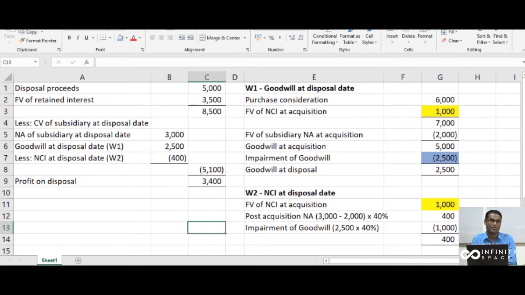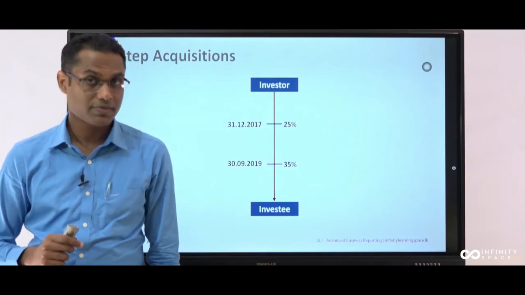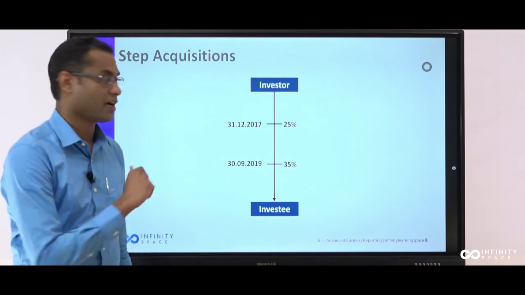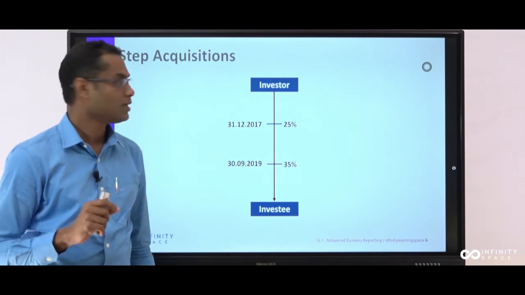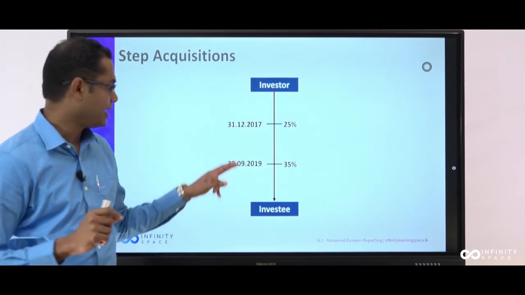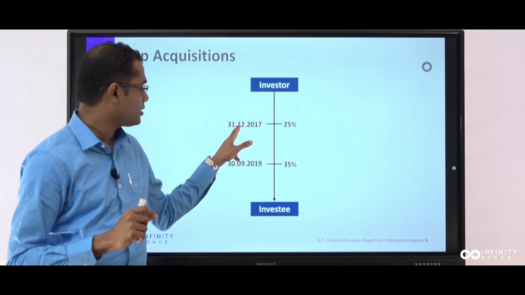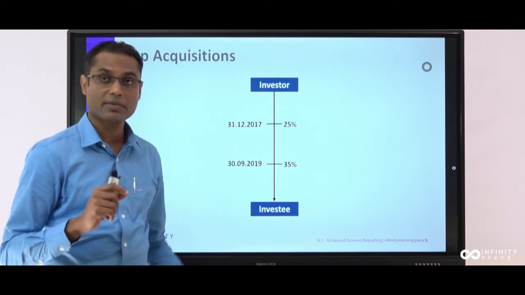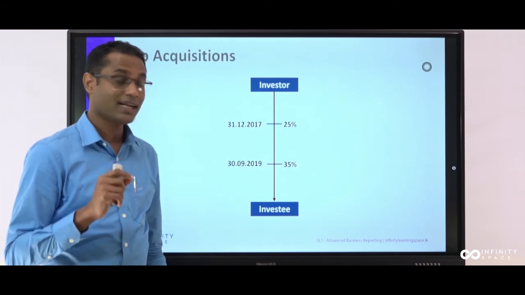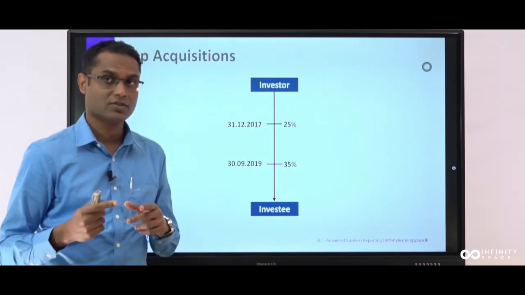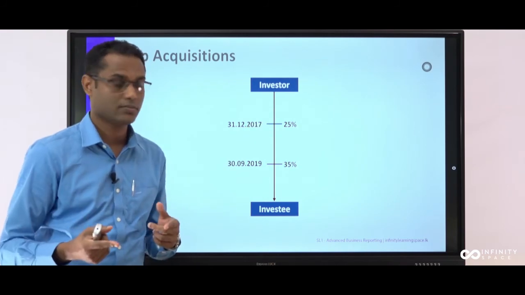Normally we believe if you have 20 to 50% holding, you have significant influence, so you have to account for that as an associate, where you follow the equity accounting method. So this is the answer to the question I included in the slide. The next main adjustment tested in the consolidation question is step acquisition. Here I have given an example where the investor initially acquires, on 31st December 2017, a 25% holding in the investee. At that time the investee is not under control, but maybe the investor is gaining significant influence.